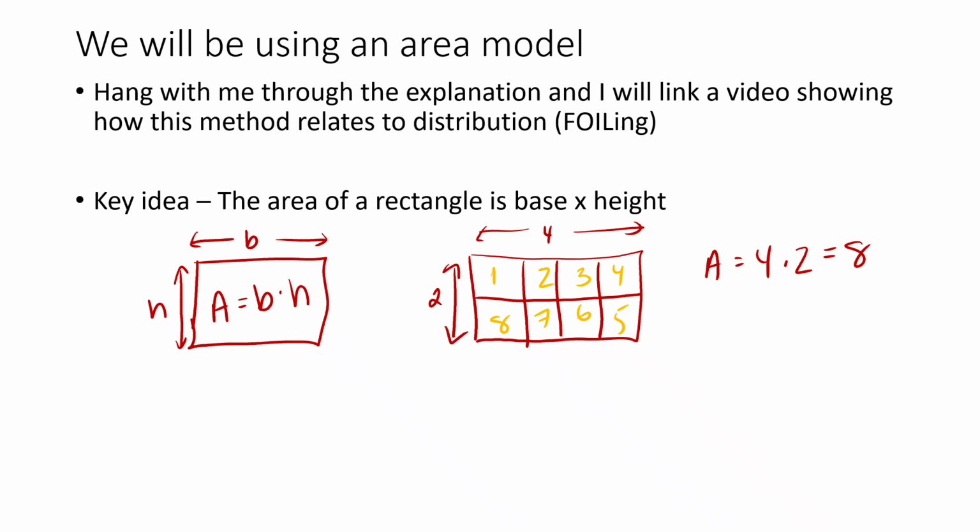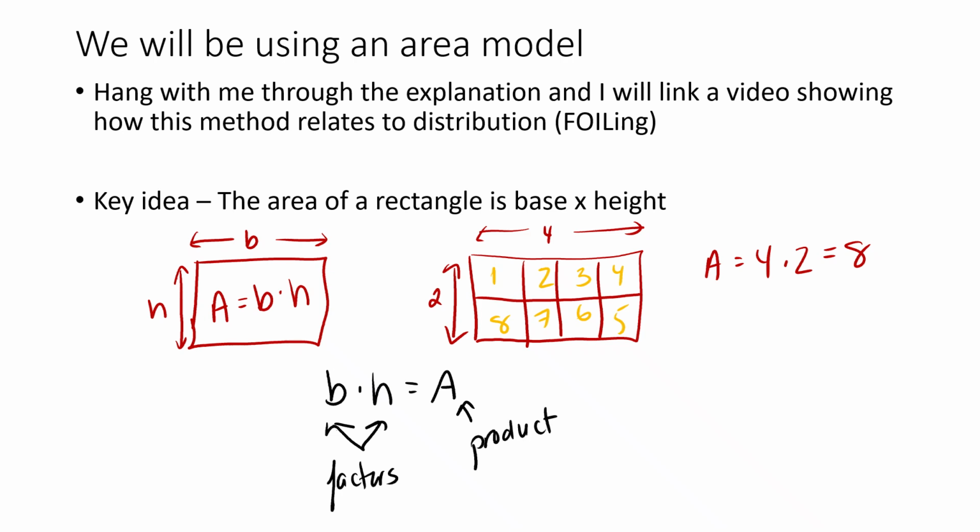A couple of vocab things to note here. If you've got the base times the height, and that is equal to the area, these are called the factors, the things that are being multiplied together, and this is the product.